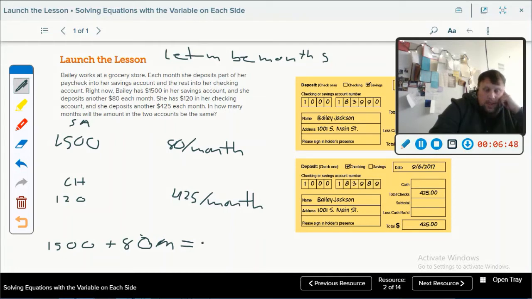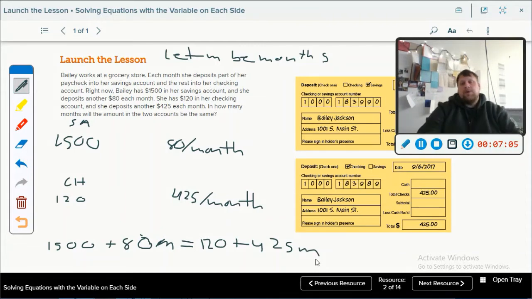We'll see in the checking account, she only has $120, and she's adding in $425 each month. This is a pretty simplistic problem because we're acting as if she's not spending anything either, so we're going to ignore that part of it. But right now, we want to solve this problem. Take a moment, pause it, see what you can do. Ready, set, go.